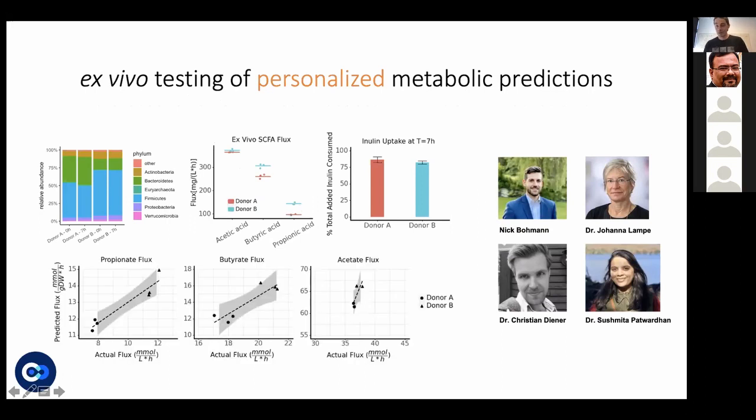And if we simulate from those same metagenomes what MICOM would predict for an inulin addition, the simulation agrees quite well with the measurement. So donor B produces more propionate and is predicted to produce more propionate, and same for butyrate, and there's really no big difference in acetate. So we're working on generating more data to show that this is predictive across a larger population, but we're excited about the possibility of this as a tool for predicting metabolic outputs for specific inputs in a personalized fashion.